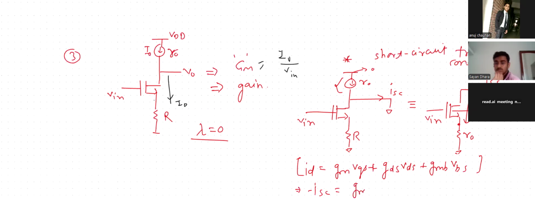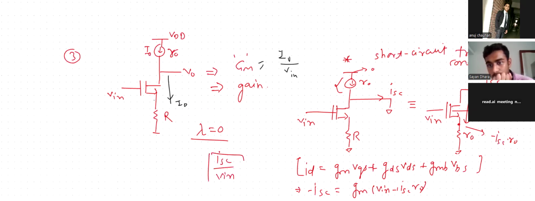VG is what? V in. And what is the potential at S? This potential is minus ISC times R naught. Put everything in place and you will find ISC, and you have to find the ratio of ISC by V in. That is the short circuit transconductance, which is the transconductance of the complete circuit.